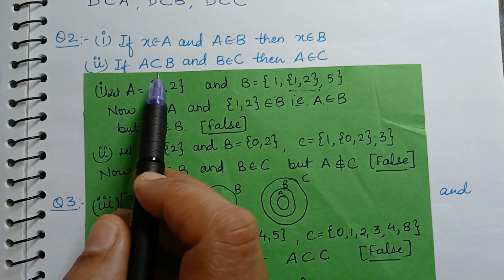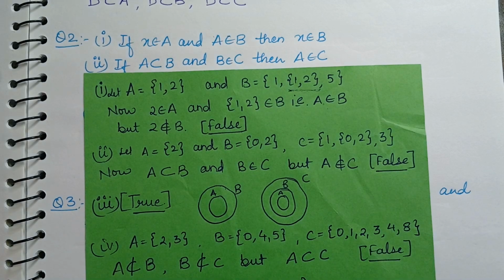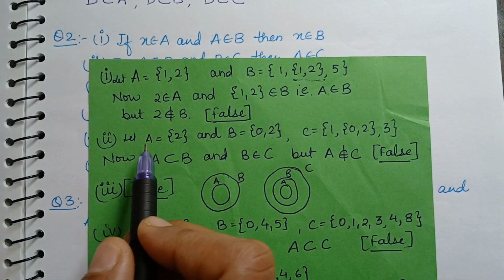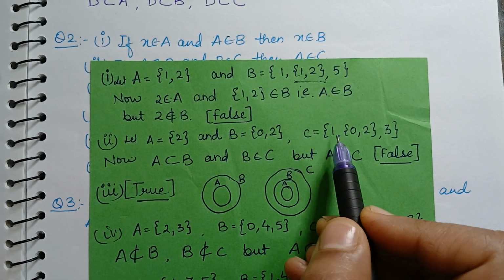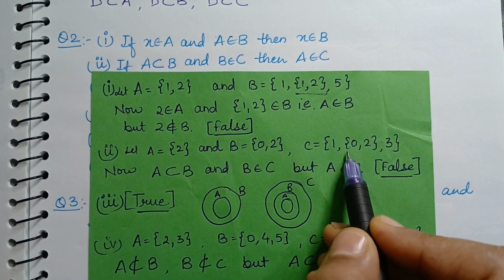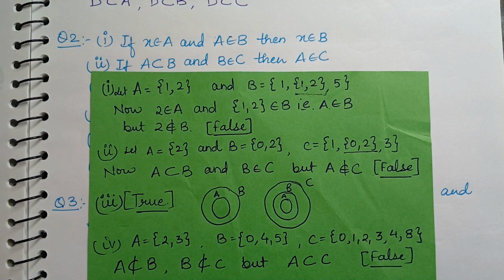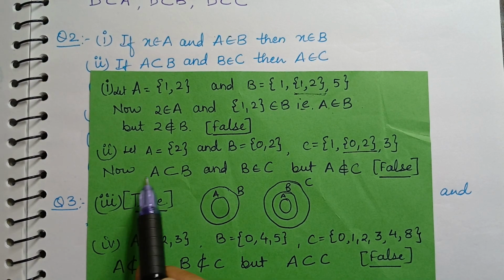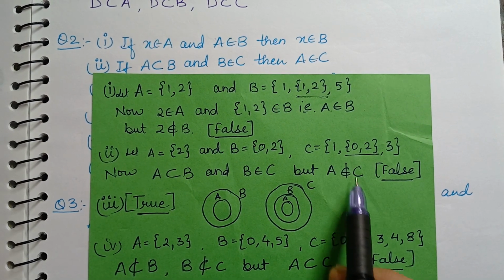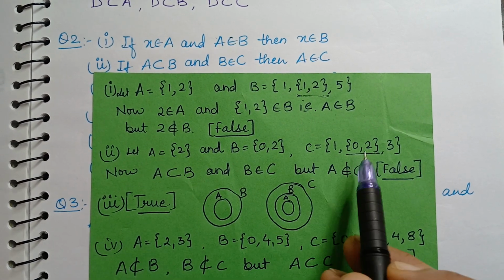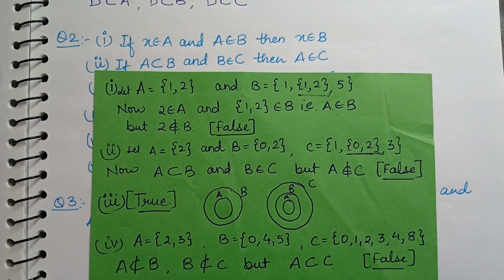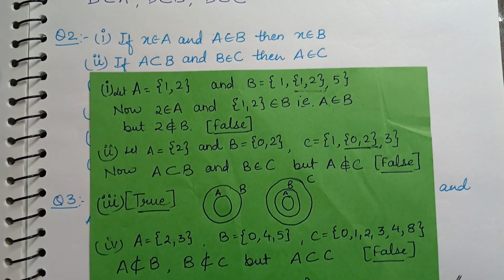Now second is, if A is contained in B and B belongs to C, then A belongs to C. This is also false. Let us check how. We will consider these sets. A is equal to 2, B is equal to 0 comma 2 and C is 1 comma 0 comma 2 comma 3. As B is an element of C, I should write B in this form here in C. Now we can see that A is contained in B and B belongs to C, but A does not belong to C. 2 is not there in C. The entire set 0 comma 2 is there, but only 2 is not there. So we will write it is false.